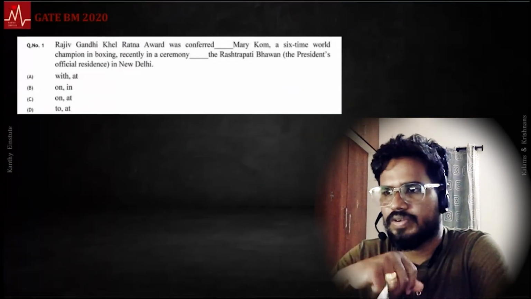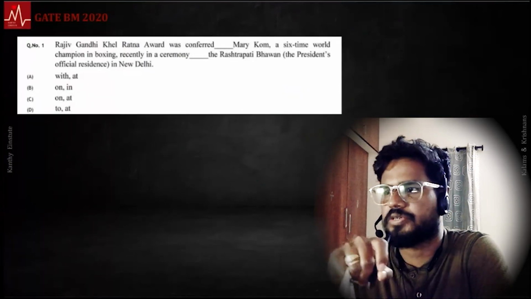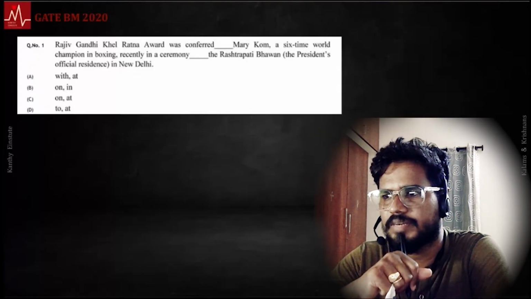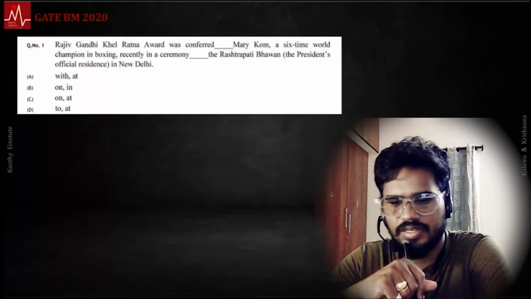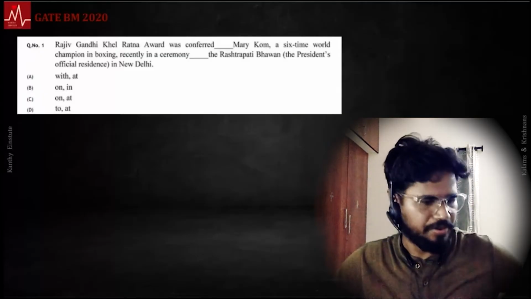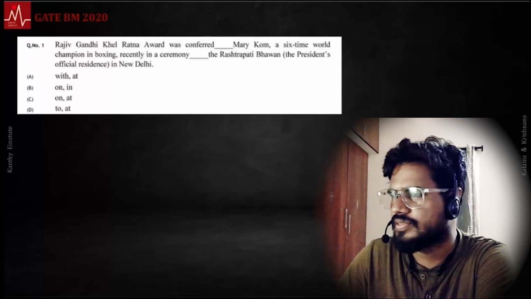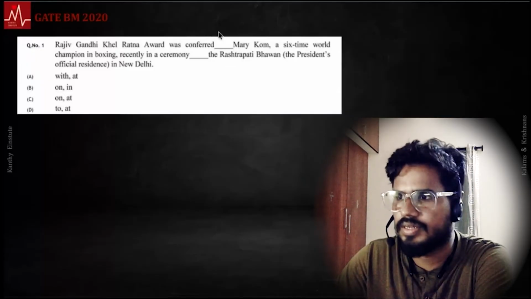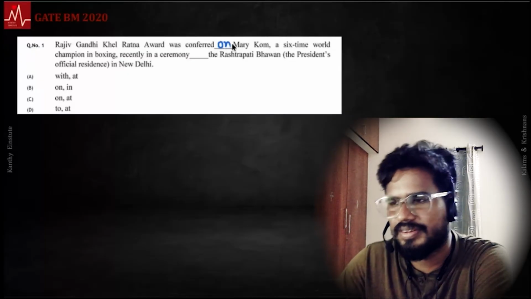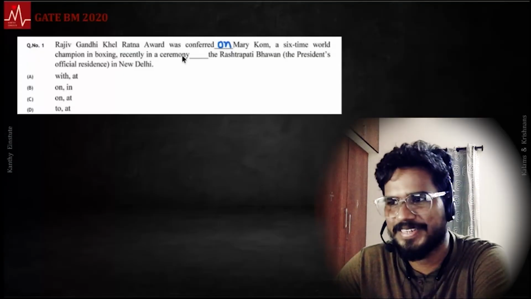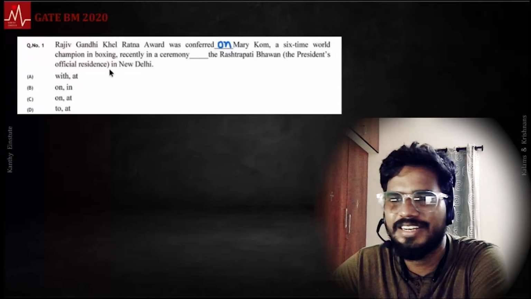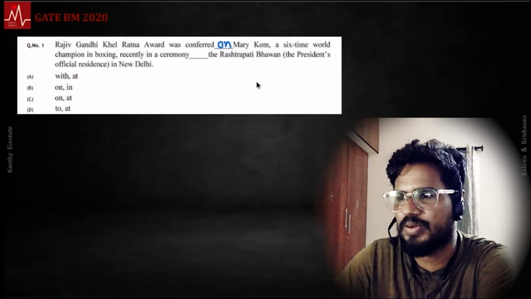First: Rajiv Gandhi Khel Ratna Award was conferred dash Mary Kom, 6-time world champion in boxing, recently in a ceremony at the Rashtrapati Bhavan in New Delhi. I suppose all of you are reasonably prepared. You know the answer key or have tried this question. Here, conferred is preceded by on. That word pair is conventional. And because there is an in, I'm going to put at there.